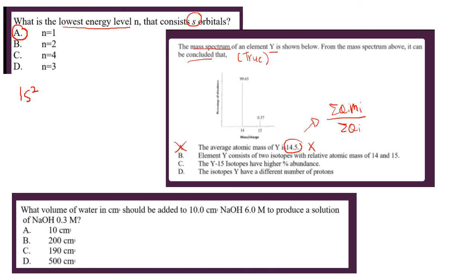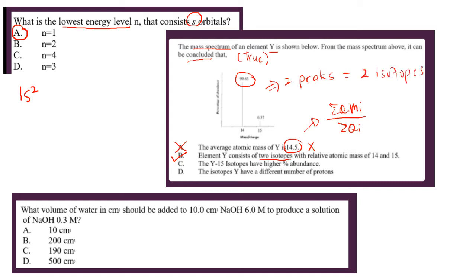Generally, how are we going to know it is wrong? Because if you look here, the highest abundance is with the mass of 14. So that means when we get the average, it's supposedly near to the mass 14. Option B, element Y consists of 2 isotopes. This option is correct because based on here we have 2 peaks, so that means it is going to have 2 isotopes.